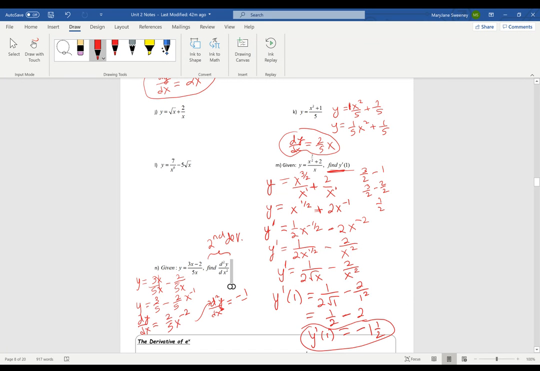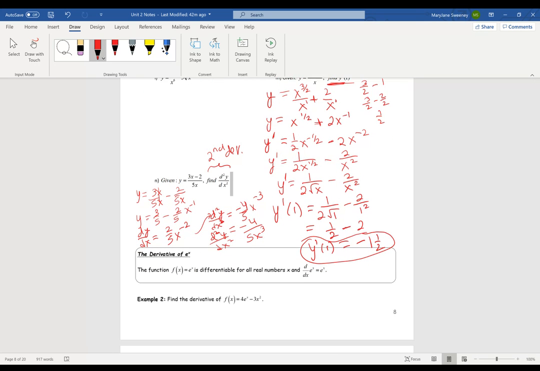Negative 4/5 x to the negative third. And then I could write that negative 4 over 5x cubed is my d squared y over dx squared.